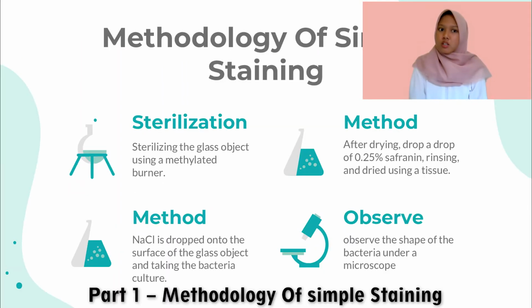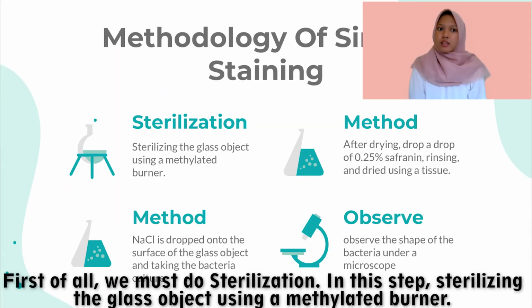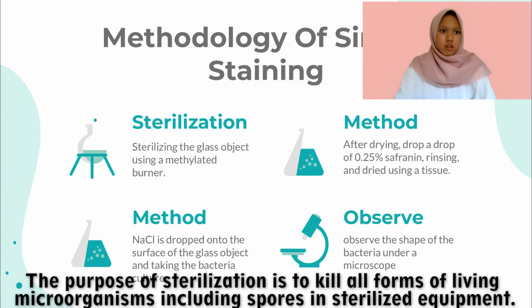Part 1. Methodology of simple staining. First of all, we must do sterilization. In this step, sterilizing the glass object using a methylate burner. The purpose of sterilization is to kill all forms of living microorganisms, including spores, in sterilized equipment.